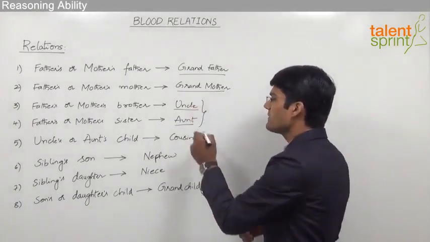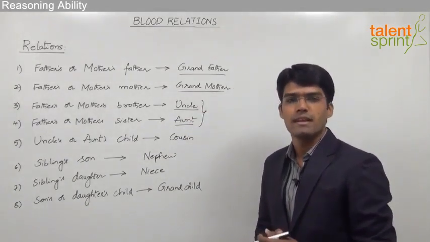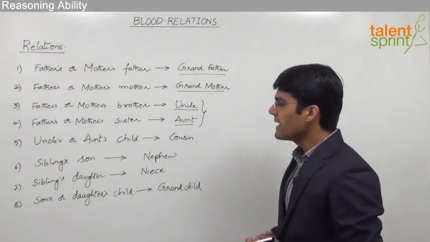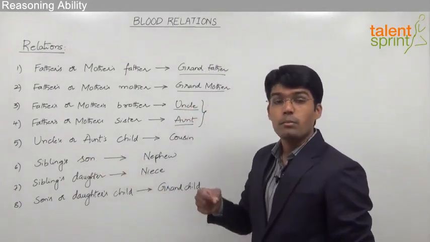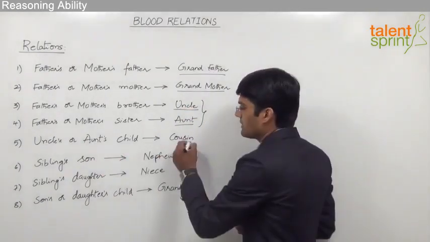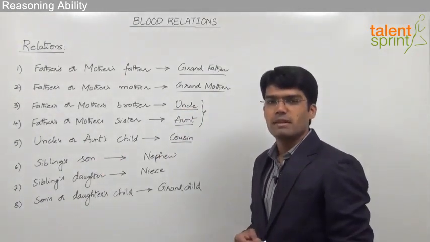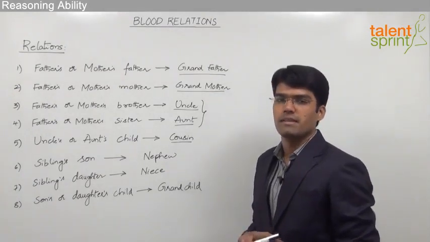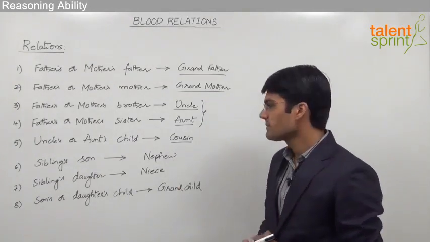Similarly, these two relatives can also be classified as maternal or paternal depending on whether they belong to mother's side or father's side. The next one is uncle's or aunt's child. That means your parents' sibling's child is called cousin. So any of your parents' siblings, that is your uncle's or aunt's child, whether it is a male or female child, is referred to as cousin.